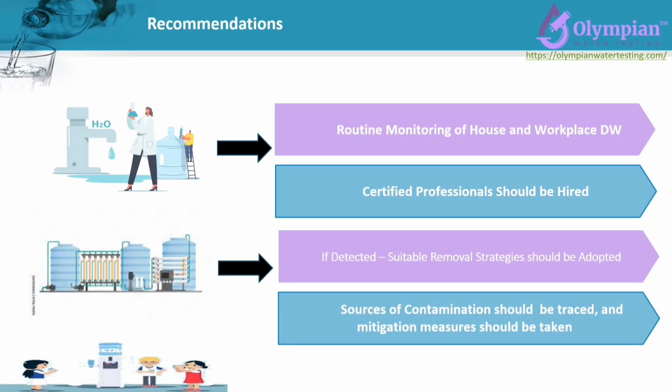In order to keep your drinking water safe from arsenic contamination, it is highly recommended that you conduct routine monitoring of drinking water in your house and workplaces by certified professionals. In case any arsenic levels are detected in your drinking water, it is highly recommended to remove the contamination using a recommended removal strategy. Further, you must ensure to trace and mitigate various sources that can potentially contaminate the drinking water system of your house and workplace, and make sure to replace or clean the water pipes and plumbing every 5 years.